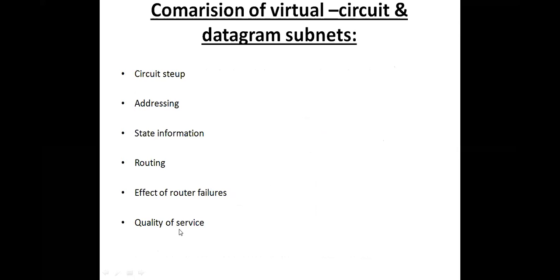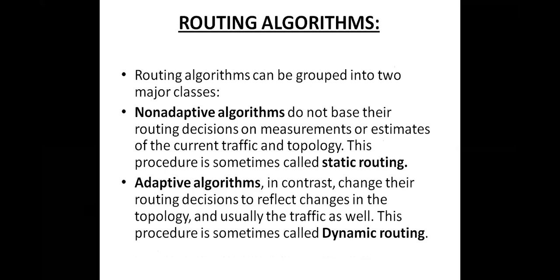And next, quality of service. Quality of service is achievable in virtual circuit. In connection oriented, it is easy. In connectionless, it is difficult. Routing: all four packets choose the same path in connection oriented. In connectionless, all packets use different routes, different paths.